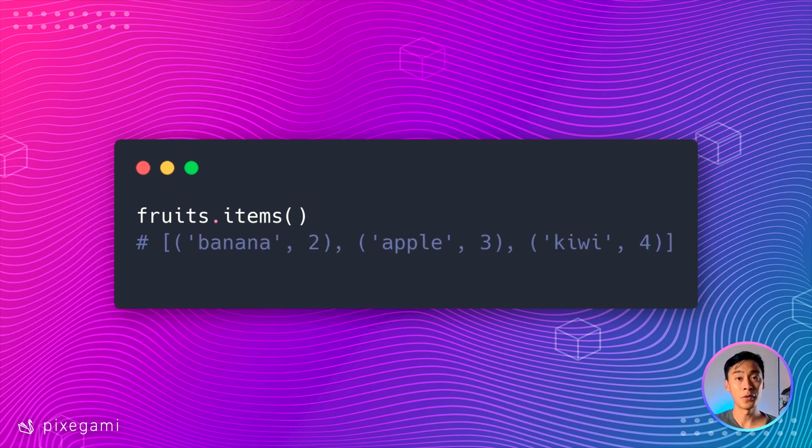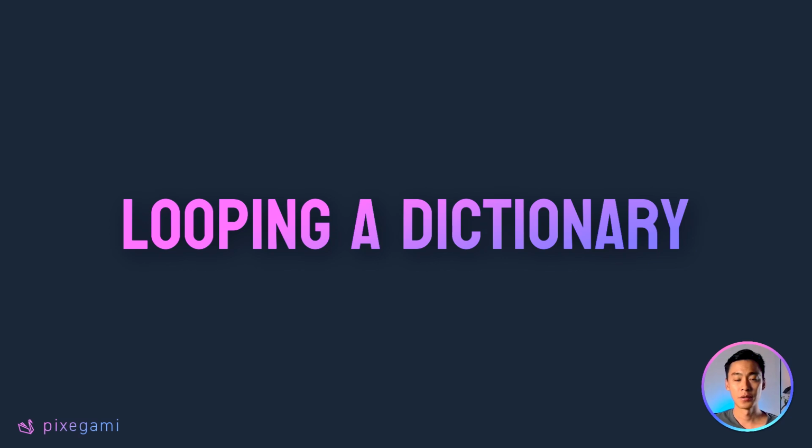And if you need both the key and the value that they are storing, you could use this items method, and it will give you a list of pairs of data that will be the key and the value. This is useful if you want to iterate through all the items of a dictionary, which actually brings us to our next topic. So even though dictionaries don't have an explicit ordering like a list does, you can still actually loop through a dictionary.